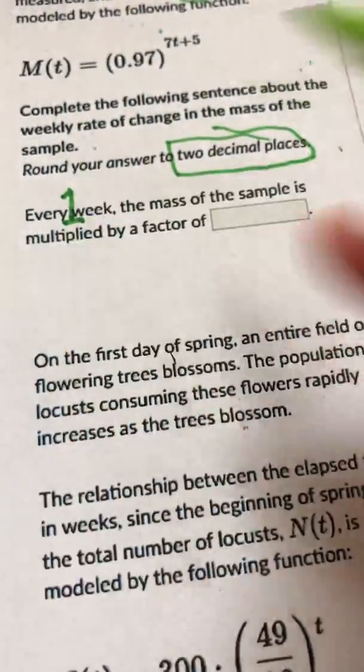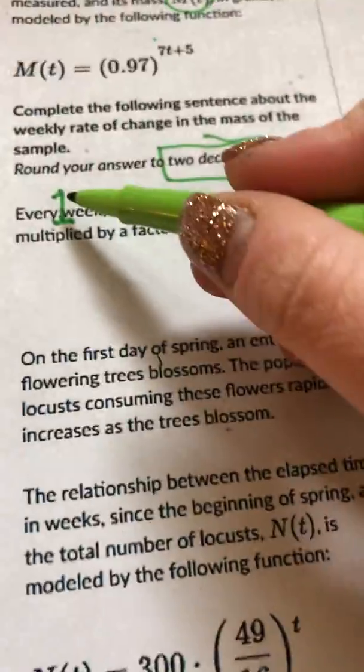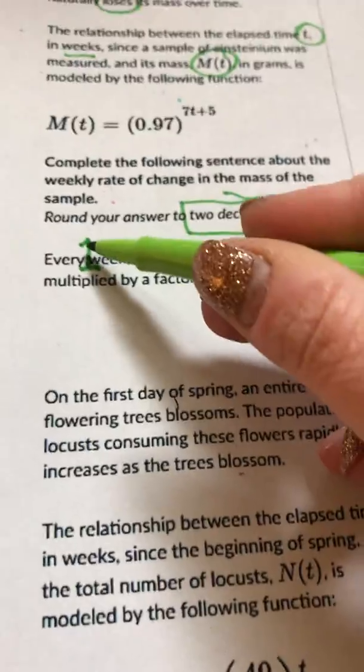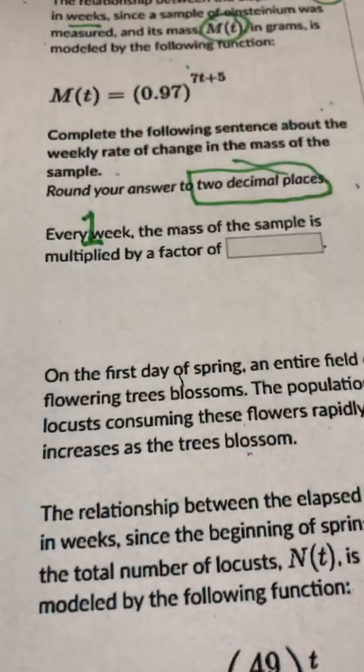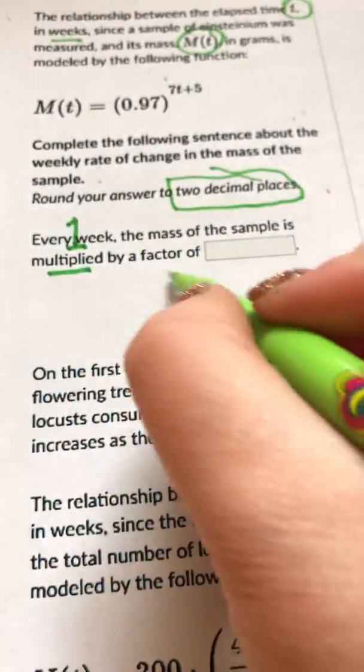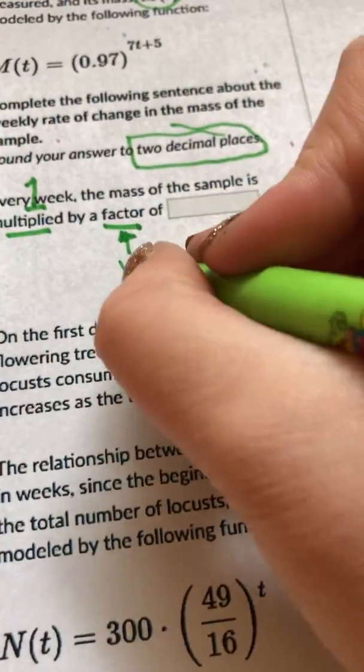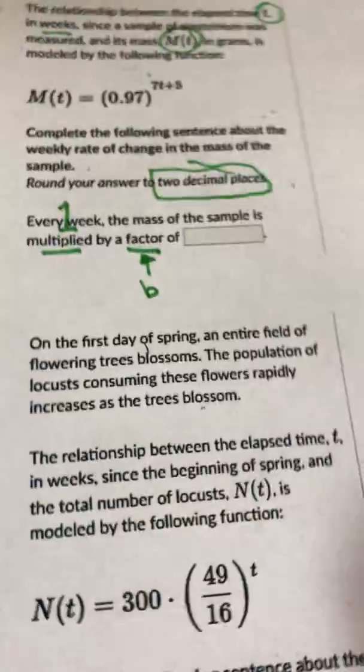Every week, that's like every 1 week, because it didn't say 7, so it might as well be 1. If it doesn't say a number there, it means 1. Every 1 week, the mass of the sample is multiplied by a factor. Factor! That's our b. So we're looking for our b.